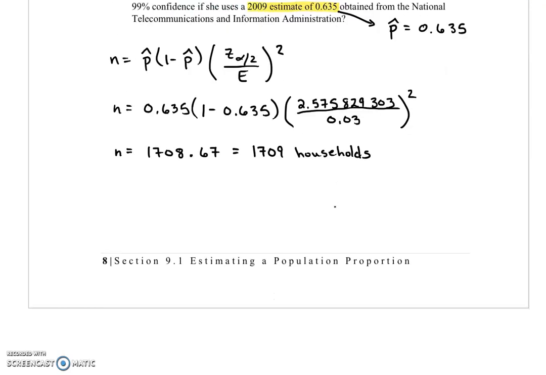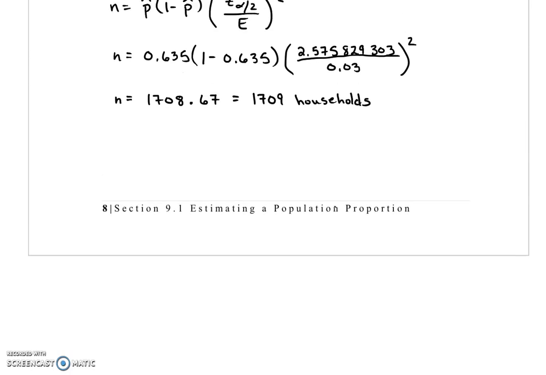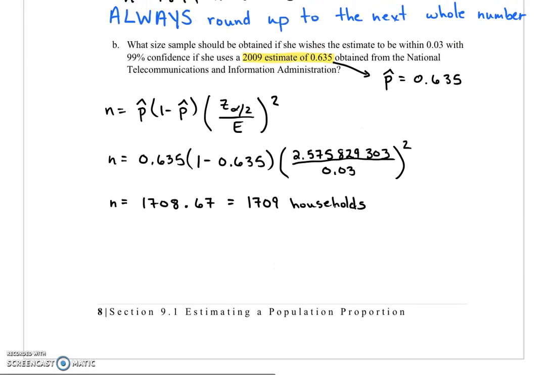All right. That concludes section 9.1. In 9.2, we'll discuss the same topics, but for estimating a population mean instead of a population proportion.